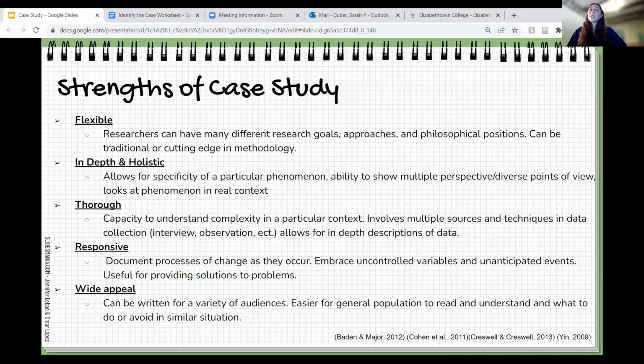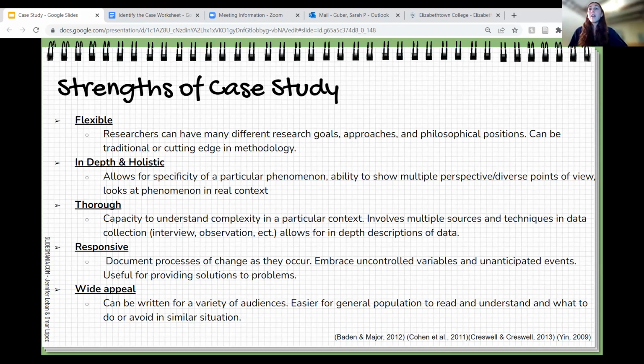Case studies are also responsive, meaning that they're going to document processes of change as they occur. As you're following a case, you can really detect challenges, and you can embrace uncontrolled variables, which you cannot do in other kinds of methodologies, and anticipated events. You can really embrace those as they occur within a case study.